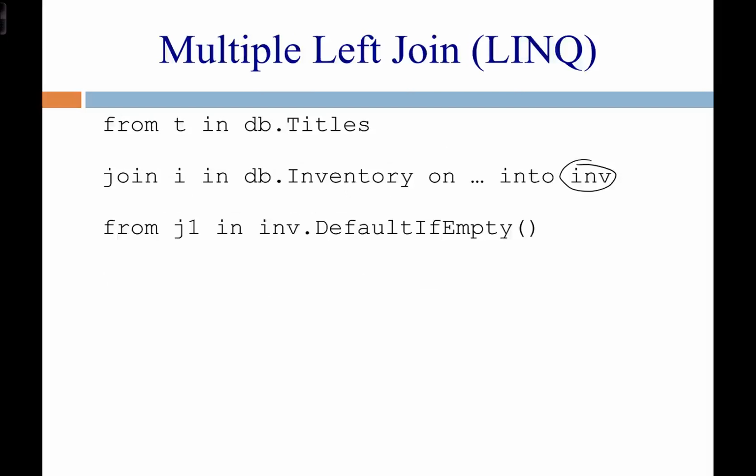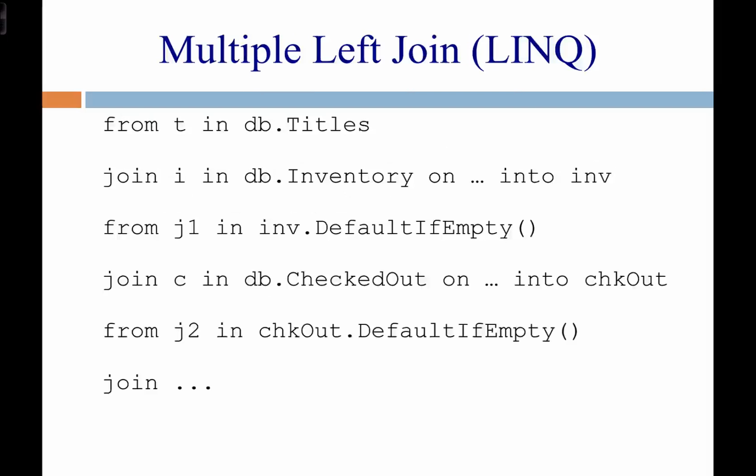Then to join that with the next table, we just start writing another join. So join C from checked out into a temporary data source called checked out. That temporary data source will hold checked out values, and the inv temporary data source will hold inventory values, or null if they don't have one corresponding to the left side of the LeftJoin. So it's a bit ugly, and you would just keep going with this.